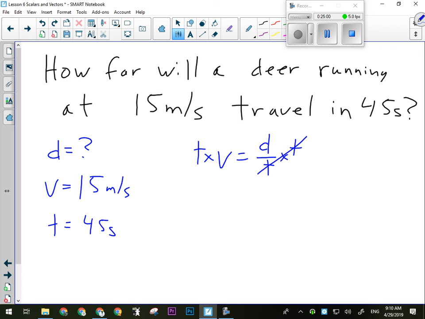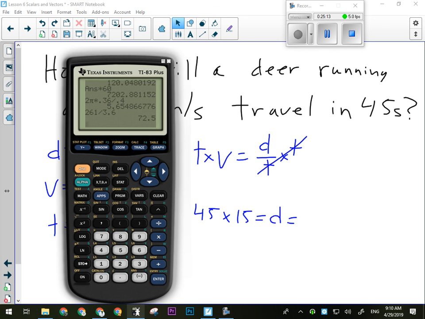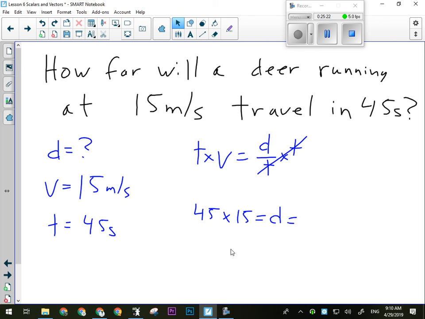Now that I've done that manipulation, I can plug in my numbers. 45 seconds times 15 meters per second will give me d. So we're looking at a deer that will run 675 meters. I can't put a direction on that because it's distance, it's scalar. I wasn't given any directions in the question, so that's what I have to leave it as.